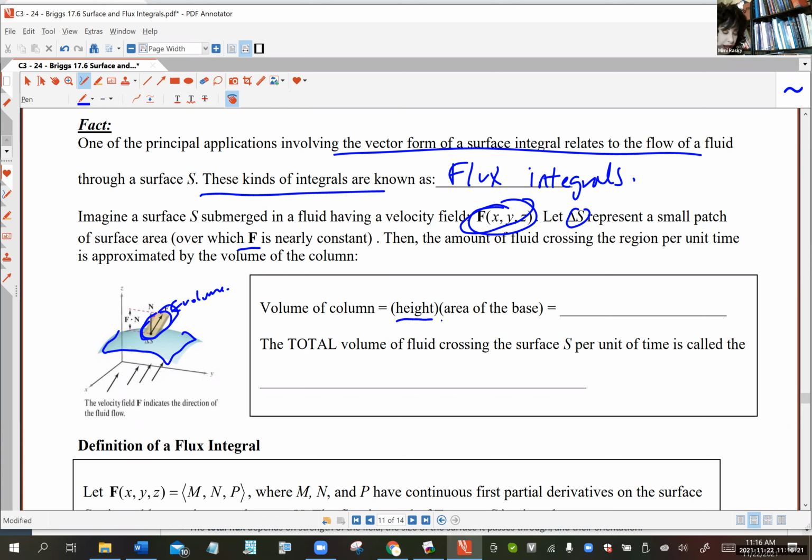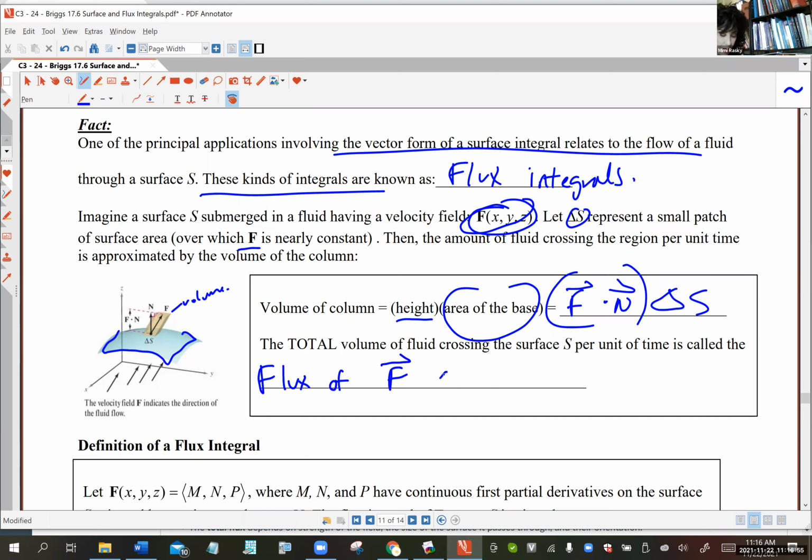So that volume would be the height. And that height is the projection of the vector field onto the unit normal vector. So you're going to have this F dot N. That's the projection, involves dot products. And then the area of the base of that little weird looking kind of rectangular box that somebody slanted over a little bit. The base is delta S. So the total volume of fluid crossing your surface S per unit time is called the flux of F across the surface S.